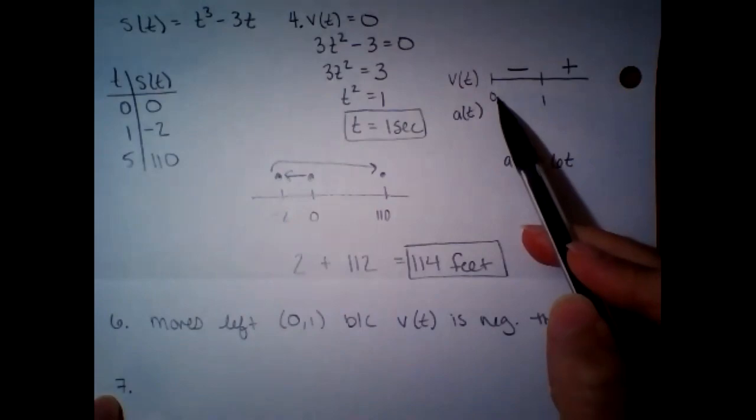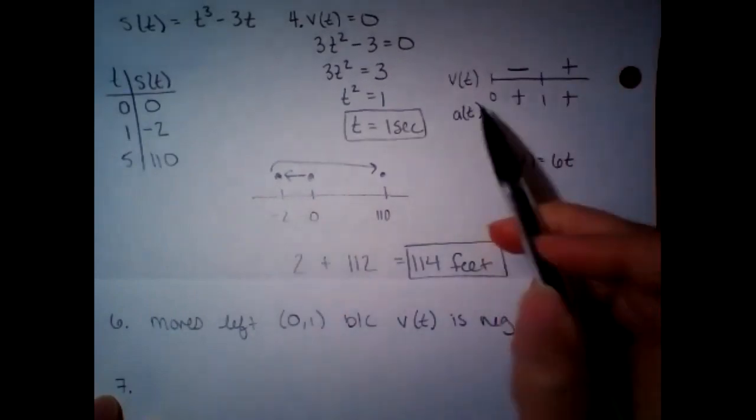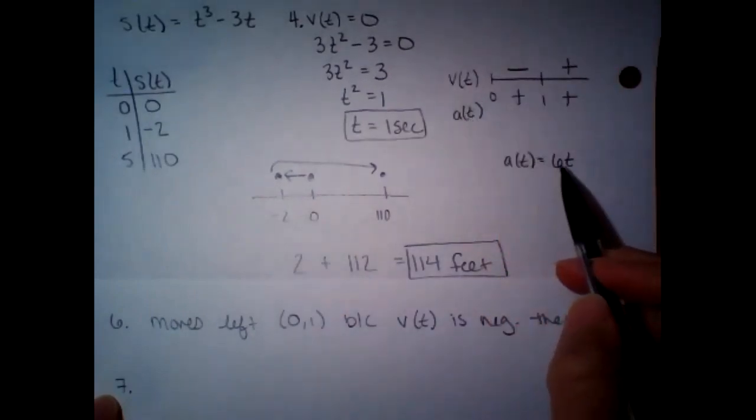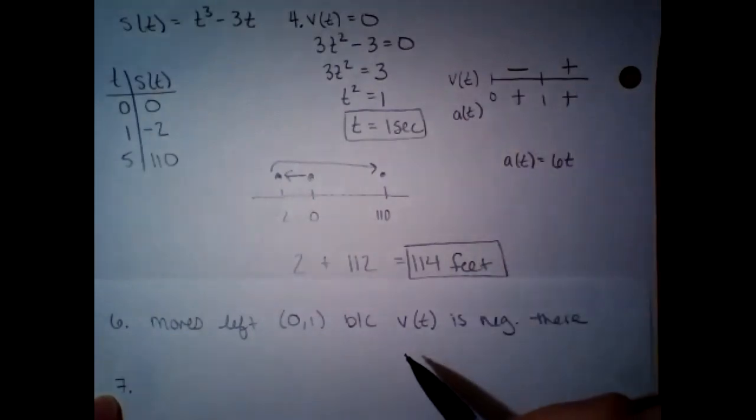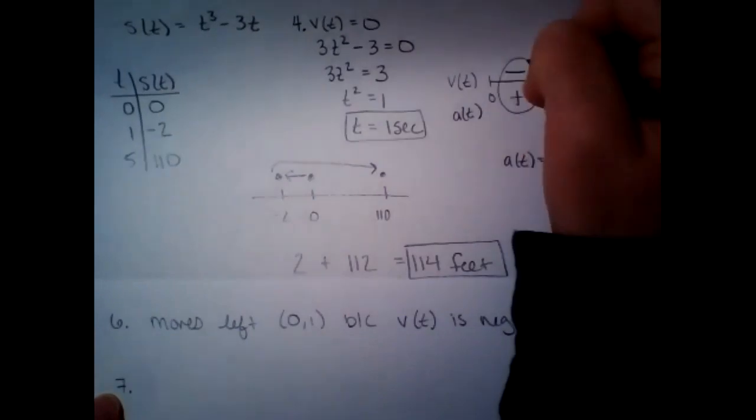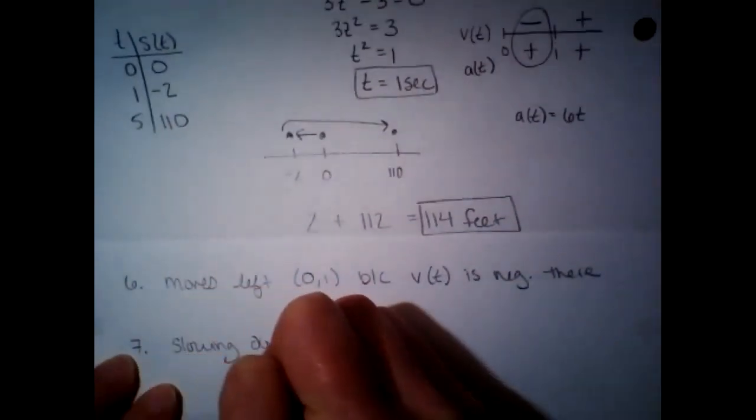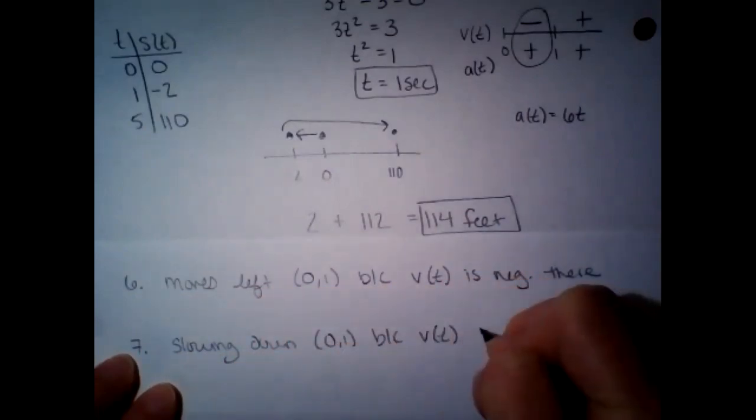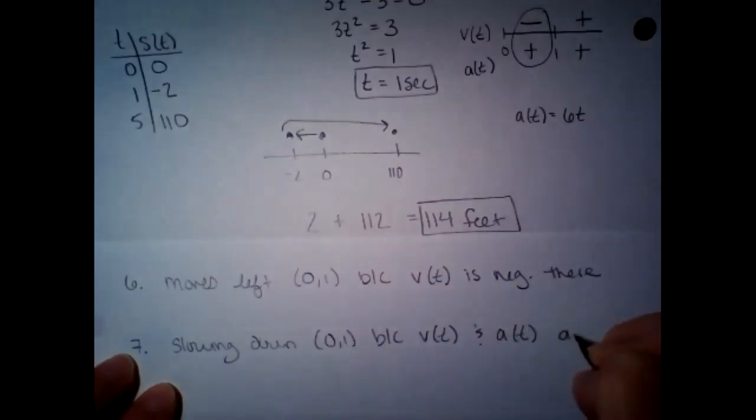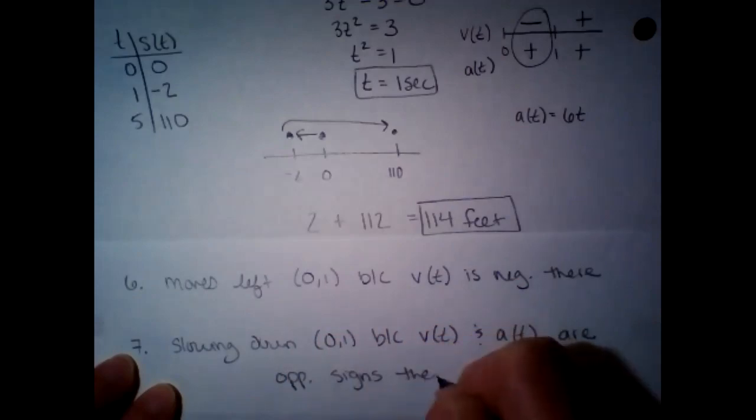And no matter what you plug in here, if you plug in a number bigger than 0, this is always going to be positive. You'd have to plug in a negative number, and we don't do negative times. That's going to just have to always be positive. So 7 was slowing down. That would be right here. So we would say slowing down 0 to 1 because velocity and acceleration are opposite signs there.